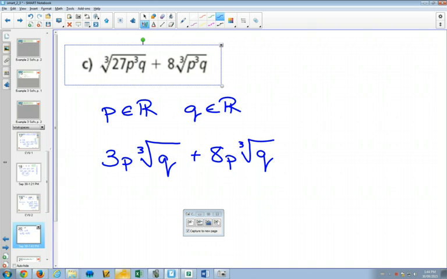Now, notice that they are like terms. 3p cube root of q plus 8p cube root of q is 11p cube root of q. No absolute value needed here because we're dealing with cube roots. Absolute value is only needed with even roots.